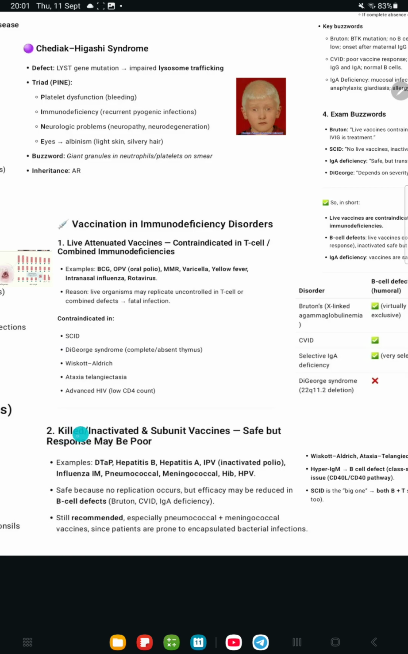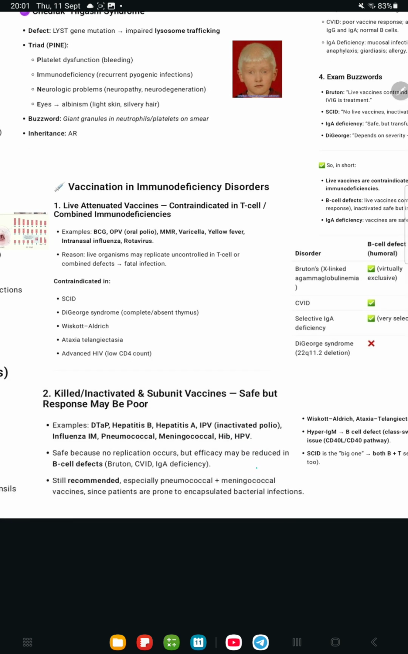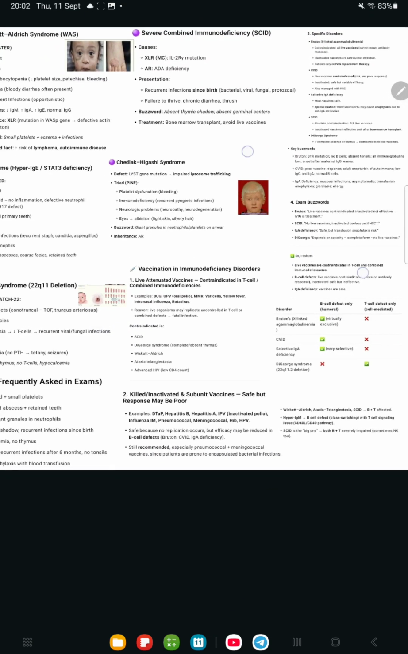And we have killed, inactivated and subunit vaccines: safe, but the response may be poor. Examples we can give are hepatitis B, hepatitis A, IPV, influenza, pneumococcal, meningococcal, Hib, and HPV. Here we say that they are safe, no replication occurs, but efficacy may be reduced in B cell defects. Still we recommend them, since patients are prone to encapsulated bacterial infections. So this we have done.